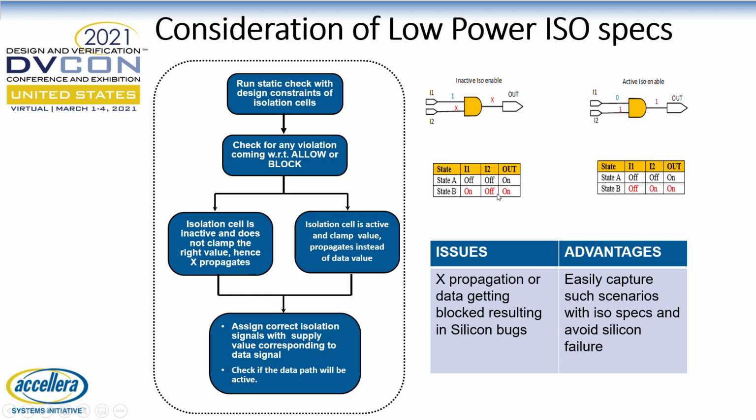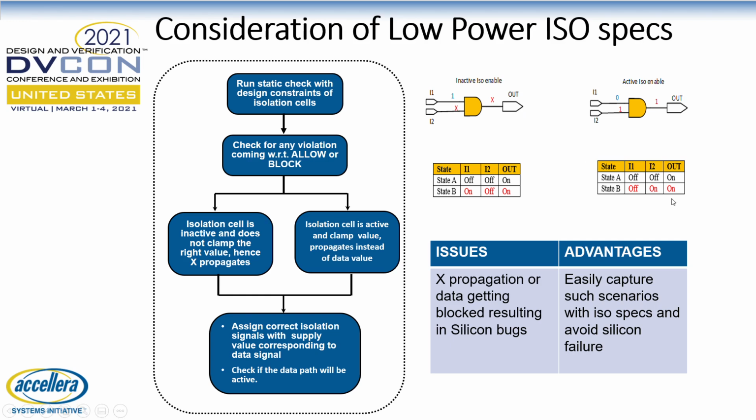So here the isolation enable is going from off to on domain, but it is allowing the corrupt data X to pass through. So what's happening in state B, I1 is on, E1 is known to be transparent or inactive. So instead of my clamp data getting passed over here, my X is getting propagated from I2 to output. So this can cause an electrical error on both the isolation gate and the sink.